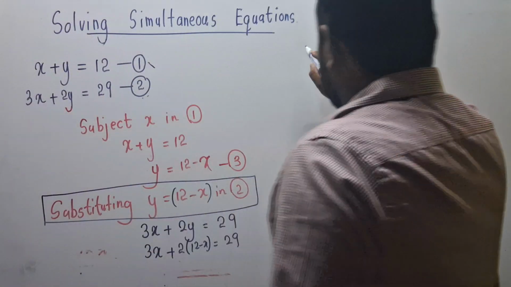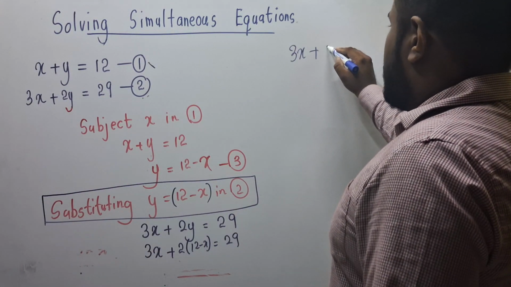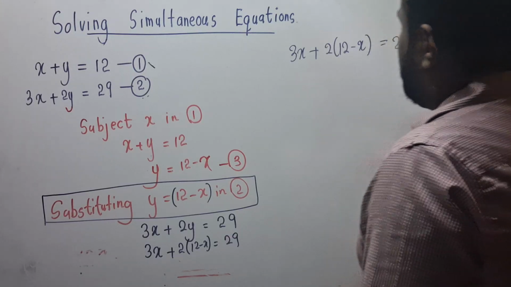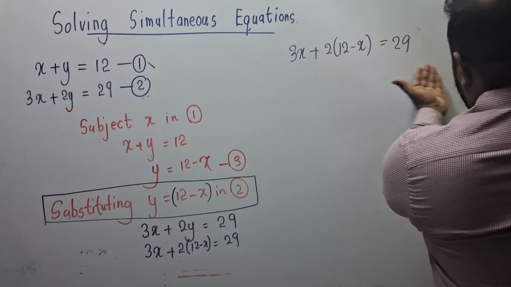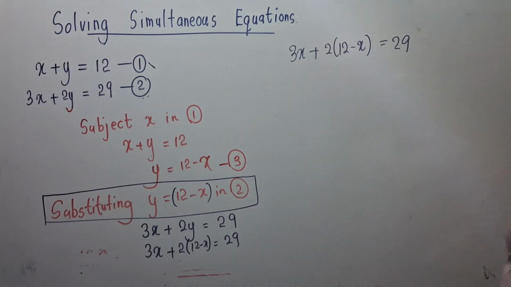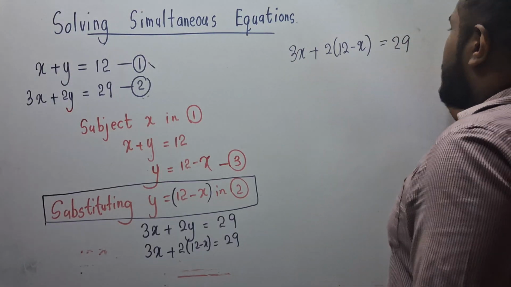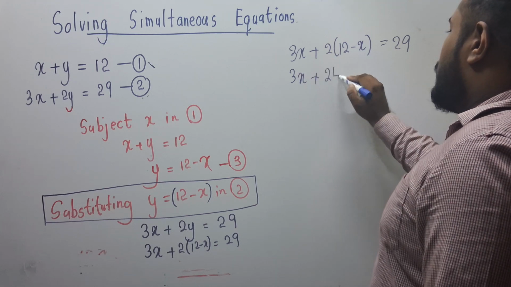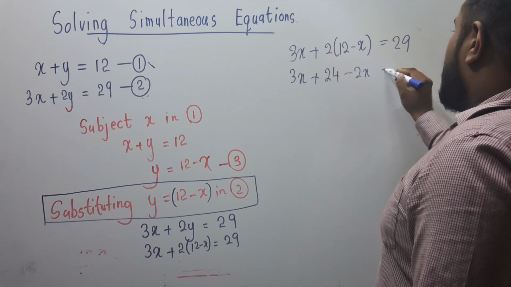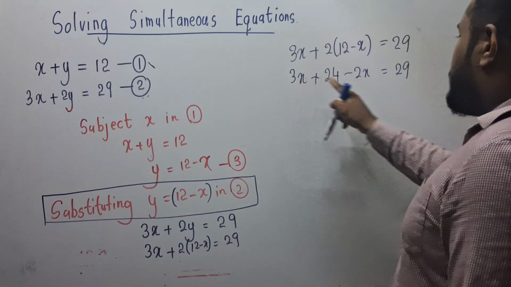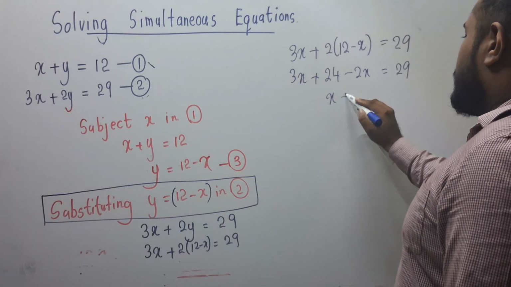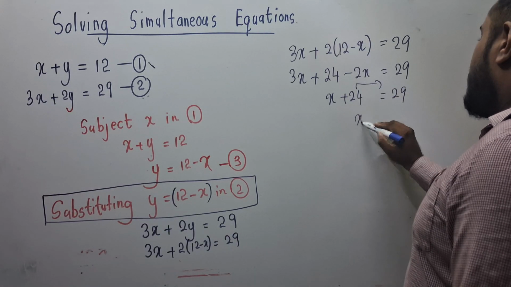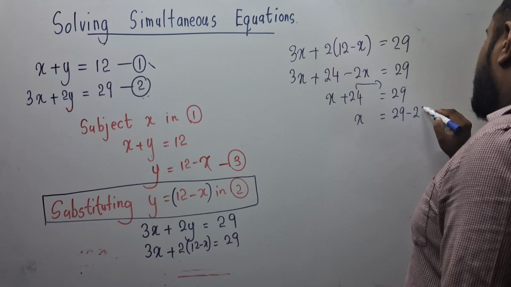Then can you see, 3x plus 2 times 12 minus x equals 29. This equation doesn't have y values. So this is a simple equation now. This is not a simultaneous equation anymore. I can write 3x plus 2 times 12, 24. 2 times minus x, minus 2x, equals 29. 3x minus 2x, x plus 24 equals 29. Send this 24 to the other side, then you get x equals 5.